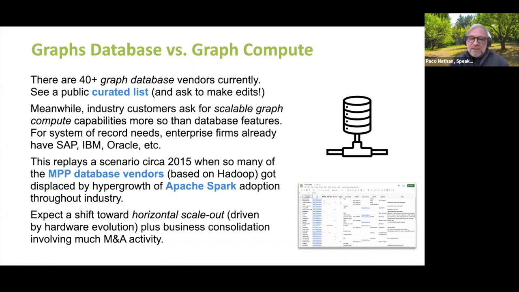And this recalls a scenario from the mid-2010s when there were a whole bunch of MPP vendors out, all based on Hadoop doing distributed SQL. And then Spark came along and said, actually your problem is about scalable compute, not so much database features. And so I think we're at that sort of nexus again. We'll probably see a lot more push toward horizontal scale out and compute and less and less about graph databases.